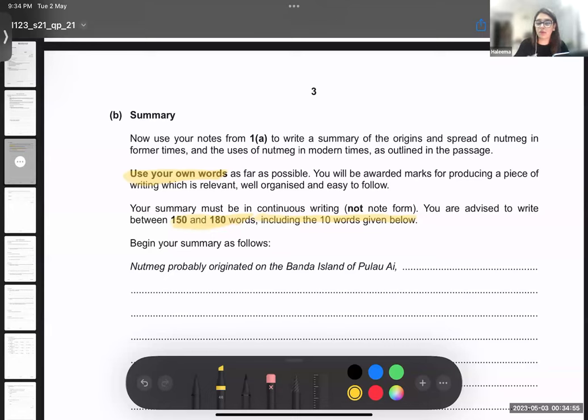This is testing the way you coherently rewrite or paraphrase the content points in order to fit the question they've asked you. So they want to summarize the origins and spread of nutmeg in former times and the uses of nutmeg in modern times as outlined in the passage. Okay, so keep in mind that you are expected to write a coherent response for this.